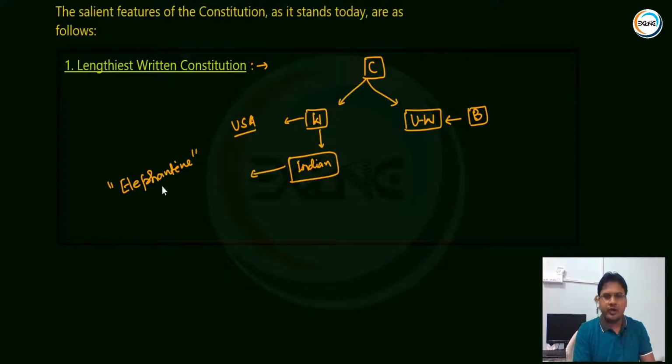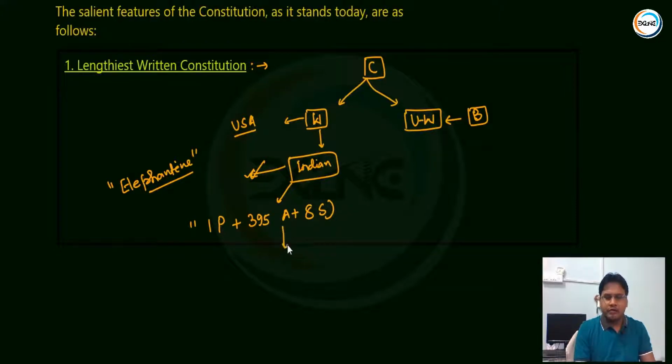Elephantine structure. Why is it called elephantine structure? There are certain factors कि ये Indian Constitution इतना lengthy क्यों हुआ? The Indian Constitution originally text में कितने थे? There was 1 preamble, 395 articles, and that is divided into 8 schedules.